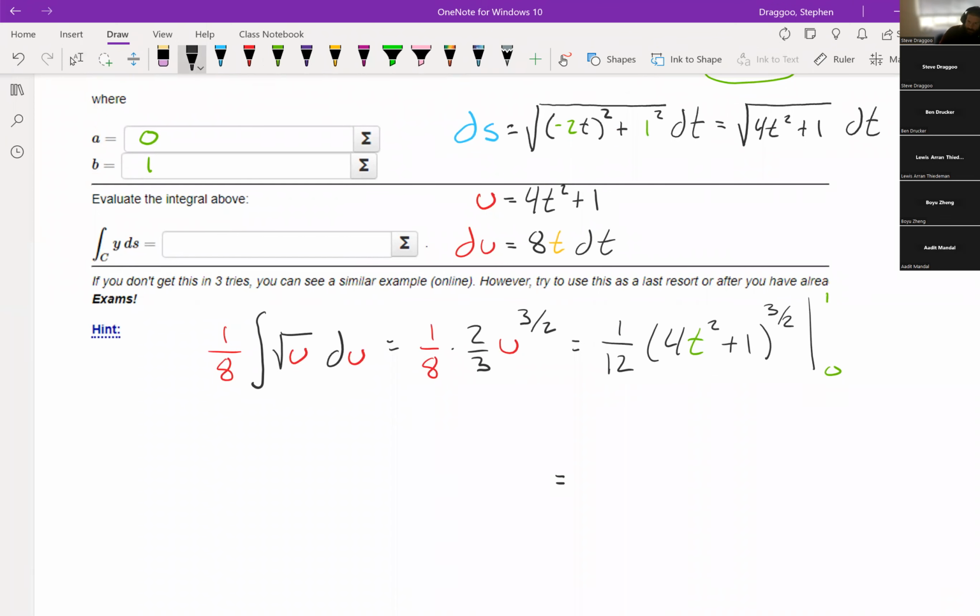So if I go to plug that stuff in, this is going to be 1/12 times, when I plug in 1, 4 times 1 is 4, plus 1 is 5, to the 3/2, minus, plug in 0, 0 plus 1 is 1, to the 3/2 is still 1. So in the end, that's my solution: 1 over 12 times 5 to the 3 halves minus 1.